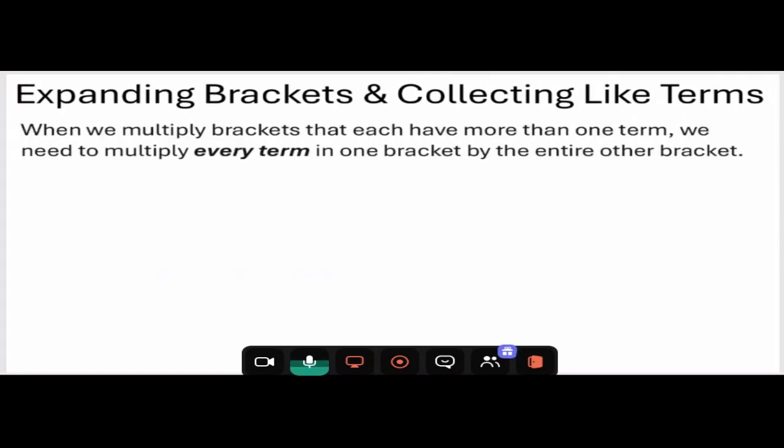Okay, so now we're going to multiply brackets where both brackets have more than 1 term. So like that. So far, this is new. So far, we've only multiplied a single thing into a bracket. So when you have here 2 brackets being multiplied, and look at, they both have 2 terms. I'm going to stress this.